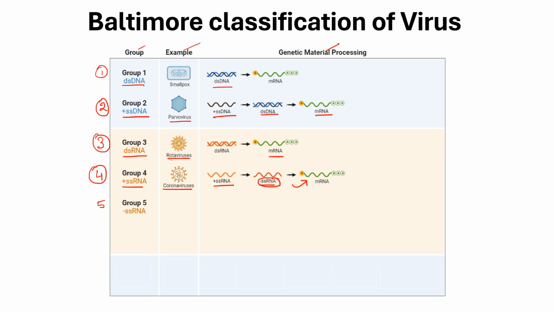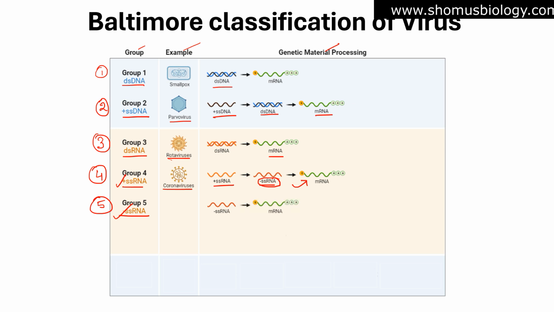Next is group 5, minus single-stranded RNA. Remember, the plus single-stranded RNA virus was coronavirus. For the minus single-stranded RNA virus, we start the journey as minus single-stranded RNA. We can use that single-stranded RNA as a template to make mRNA directly, and we can use that mRNA to make proteins, translating it to proteins. Example is measles.